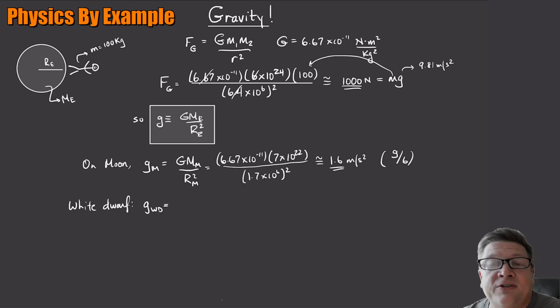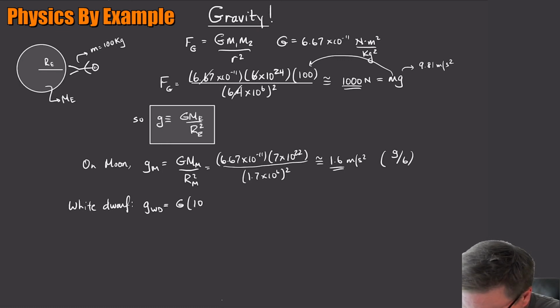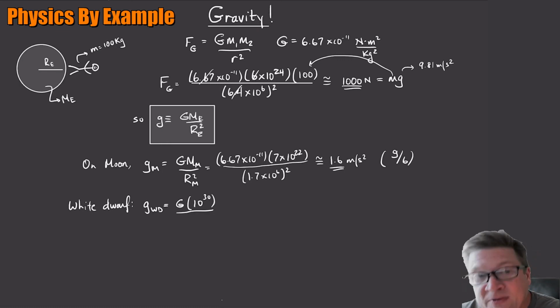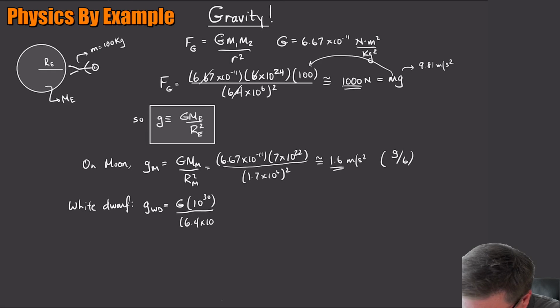So could you go stand on a white dwarf? How much would you weigh on a white dwarf? Well, it would just be G times mass of the white dwarf. It's like half the mass of the sun. So that's going to be something like 10 to the 30th kilograms, and it's about the size of the Earth. So that would be like 6.4 times 10 to the 6, squared. When you plug these numbers in, I already did it over here somewhere before. What you get is something like 6 million G's.